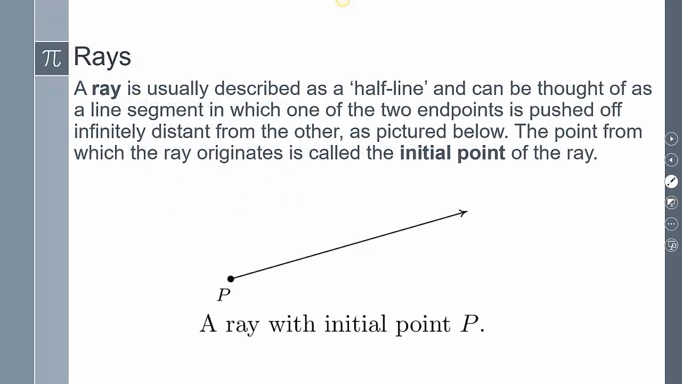So we're going to start with the boring old ray. Now basically a ray is half a line, or at least it starts with a point and extends on forever in the other direction. And so this would be a ray with initial point P.